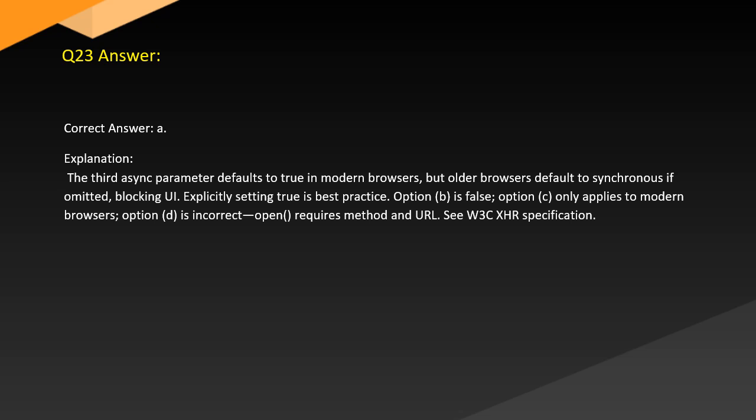Answer. Correct answer A. Explanation. The third async parameter defaults to true in modern browsers, but older browsers default to synchronous if omitted, blocking you. Explicitly setting true is best practice. Option B is false. Option C only applies to modern browsers. Option D is incorrect. Open requires method and URL.